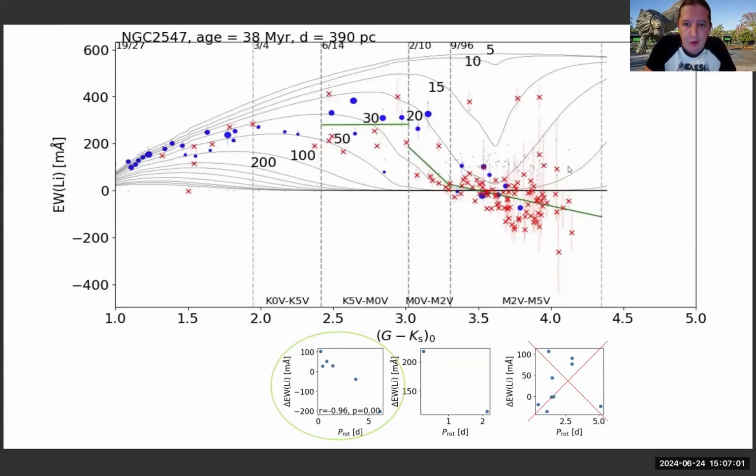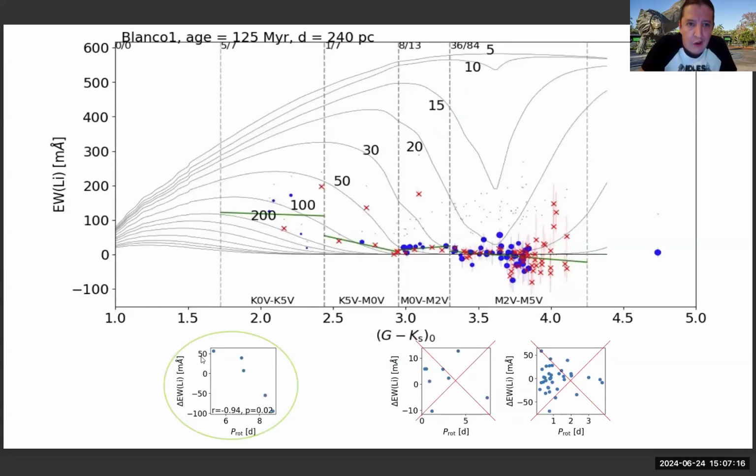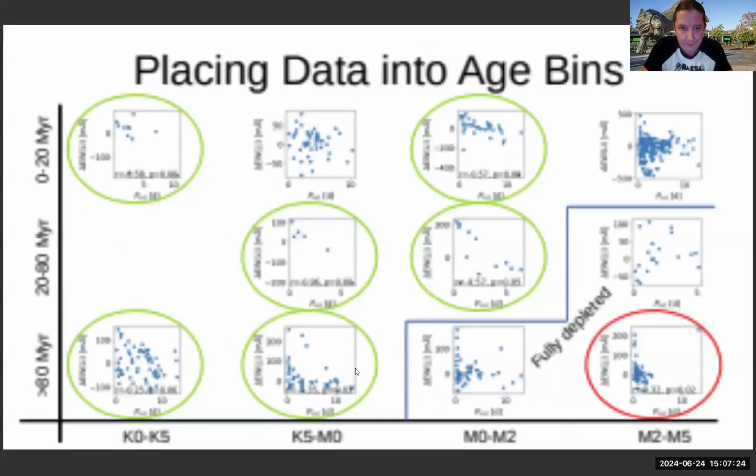Then we have some clusters at a slightly older age, like NGC 2547, where we wouldn't expect any lithium in the M stars now. However, in the mid-K stars, we recover that classic connection. And finally, in Blanco 1, around the Pleiades age, we see in the early K-type stars, again, the same kind of connection for K0 to K5.